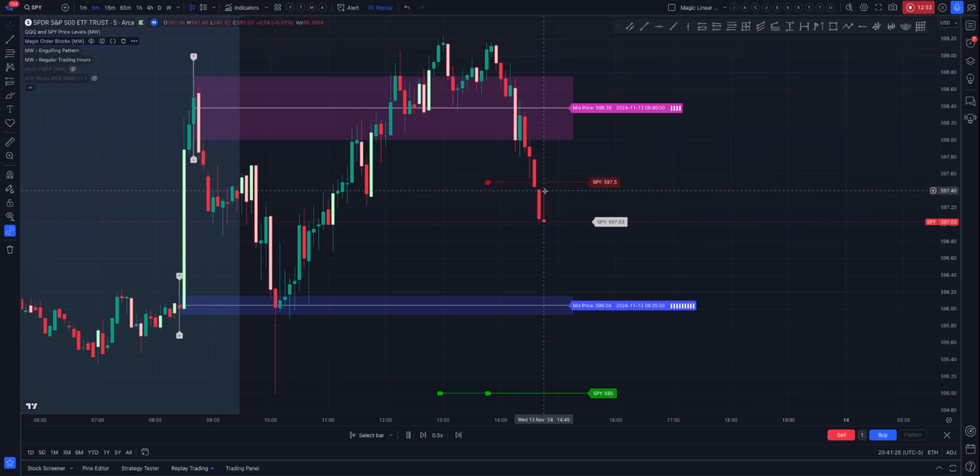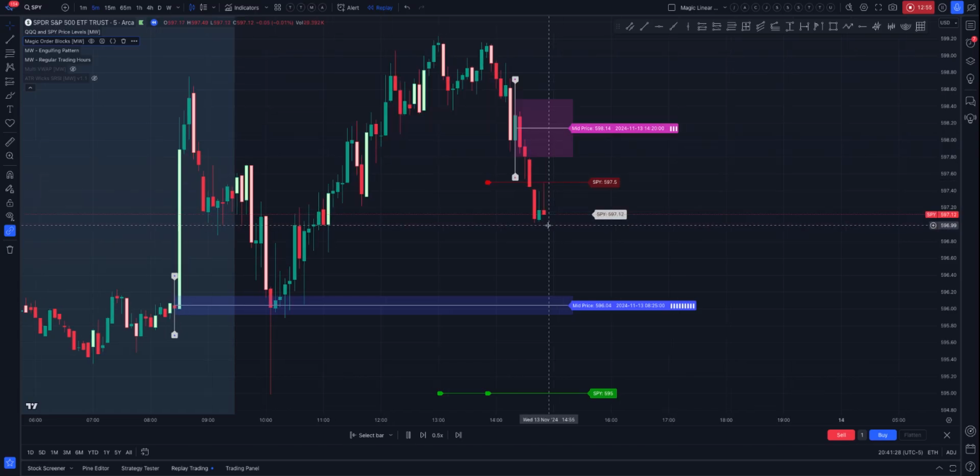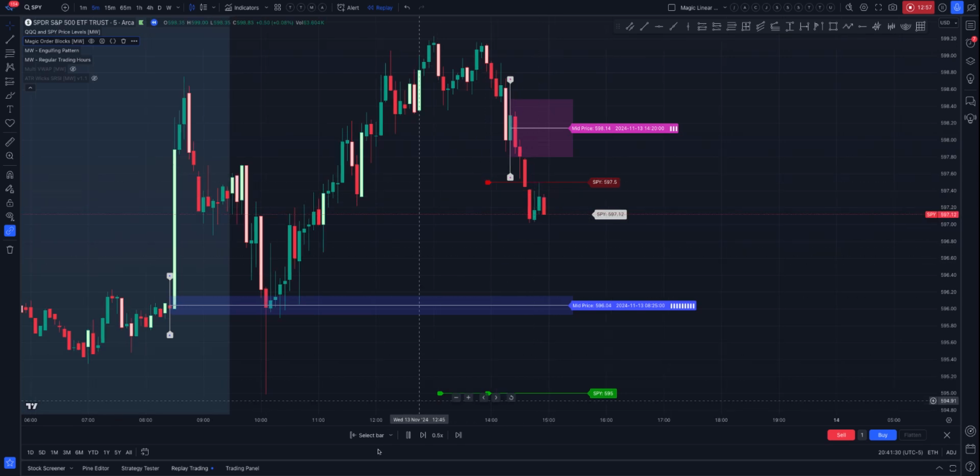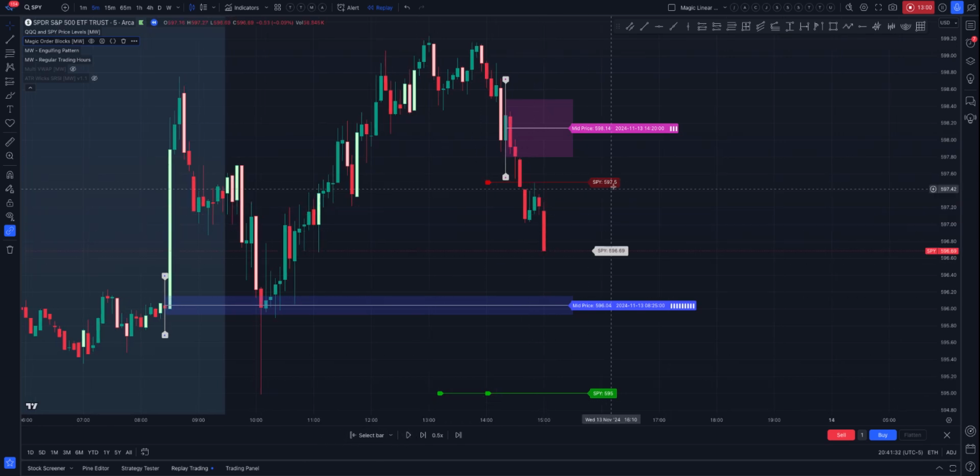And then still going down. It does a retest right there on the 597.50. So when it hit here and bounced up, that is the move I'm expecting. When it hit here and then retested and bounced down, that's the type of move I look for.